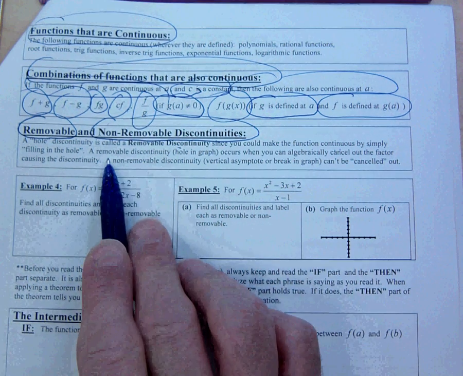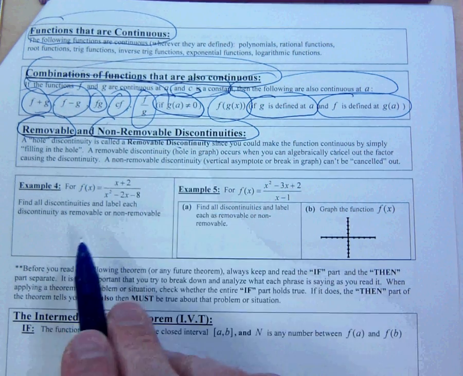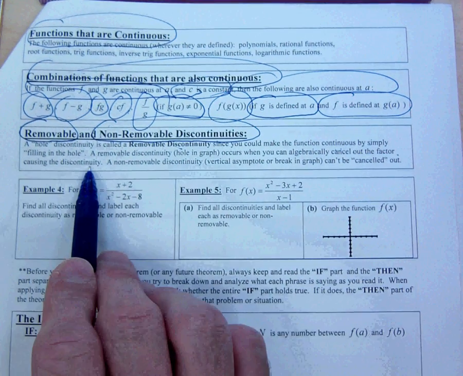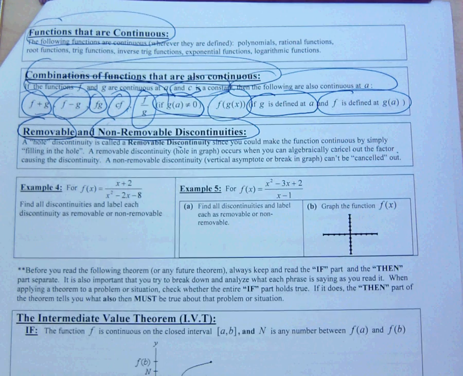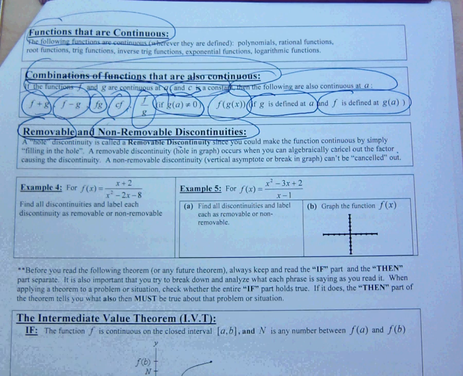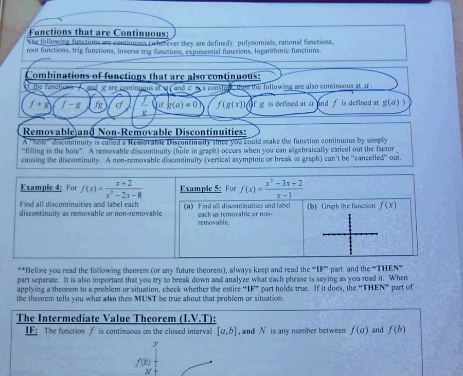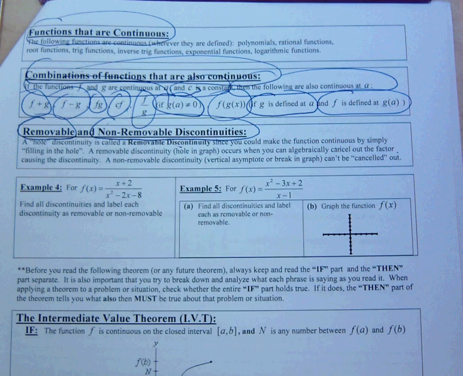A removable discontinuity, which again would be just a hole, occurs when you can algebraically cancel out the factor causing the discontinuity. You saw a bunch of examples like that last time, didn't you? After we factored or simplified or multiplied by the conjugate, the discontinuity canceled out, right? Remember where the denominator was 0, making the whole thing undefined? Remember how it canceled out and then you were able to continue and find the limit? That's what I'm talking about. I'll show you another example in a minute.